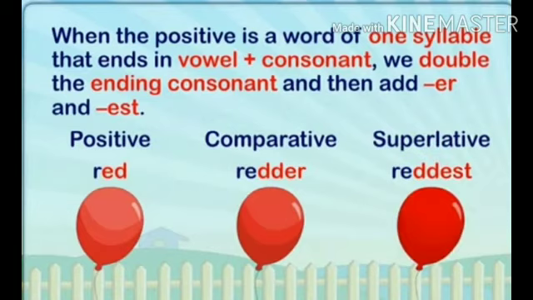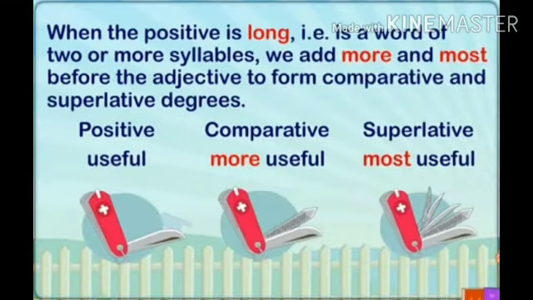When the positive is a word of one syllable that ends in vowel plus consonant, we double the ending consonant and then add ER and EST. Positive degree red, when changed to comparative, will become redder, and when changed to superlative degree, it will be changed to reddest. We have doubled the consonant and added ER and EST.